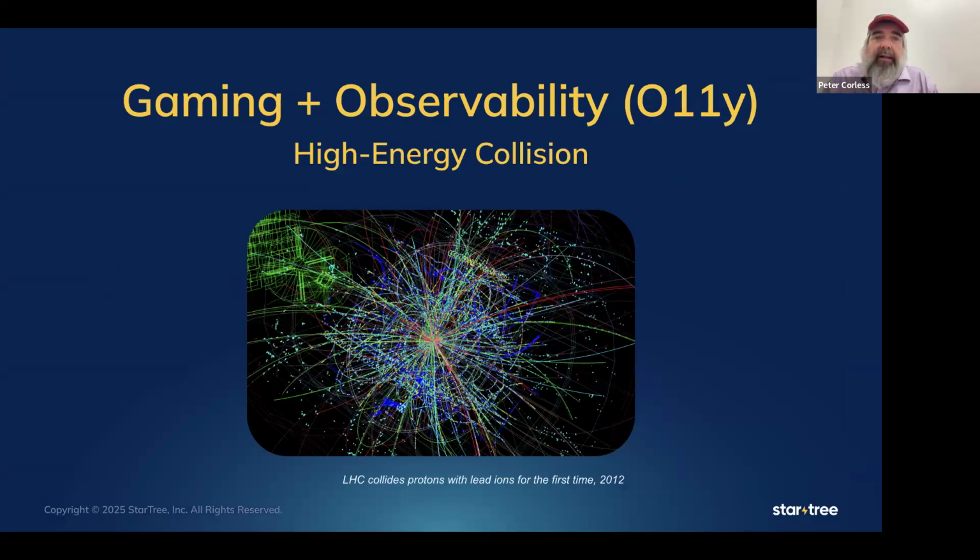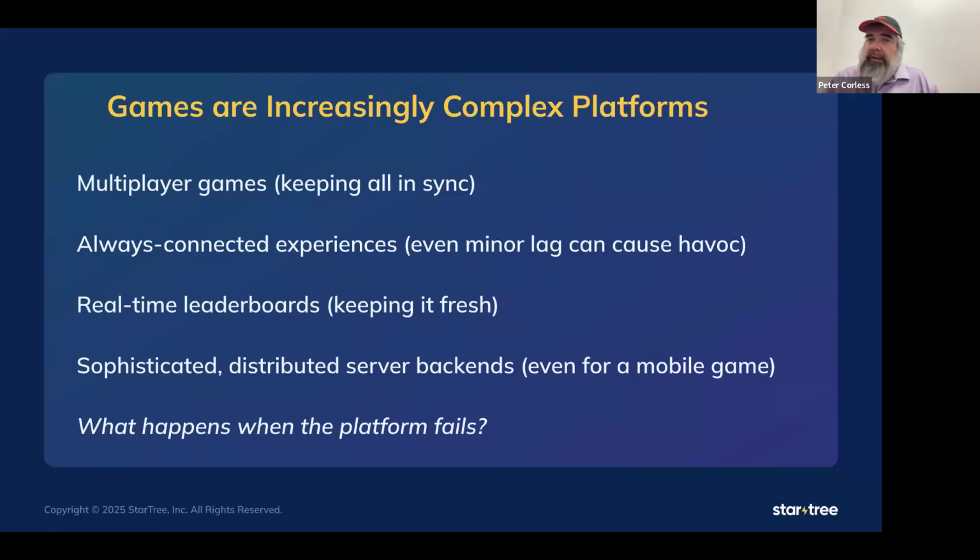So again, this collision of observability and gaming, because games are increasingly complex. These are multiplayer games, and if sync breaks between them, some players are left out and they find that suddenly they're a corpse. You need to have even minor lag issues solved for. People are spending a lot of money on rigs so they can minimize their lag and jitter, and they're expecting their platforms to have that as well.